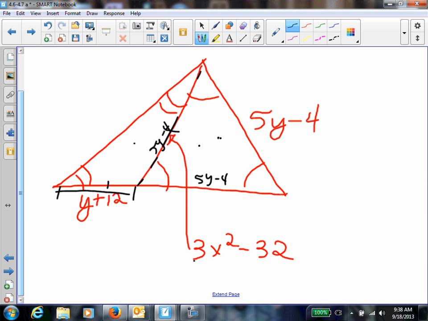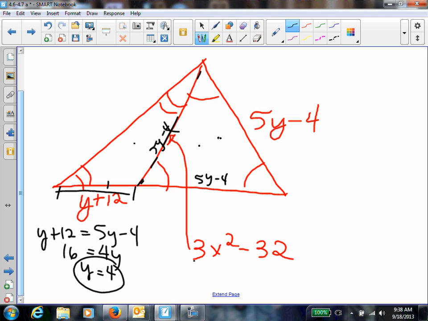But to figure out my y, it's easier to look at this side as 5y minus 4 because this, again, is an isosceles triangle, which means that y plus 12 equals 5y minus 4. So 4y is equal to 16, and y is equal to 4.